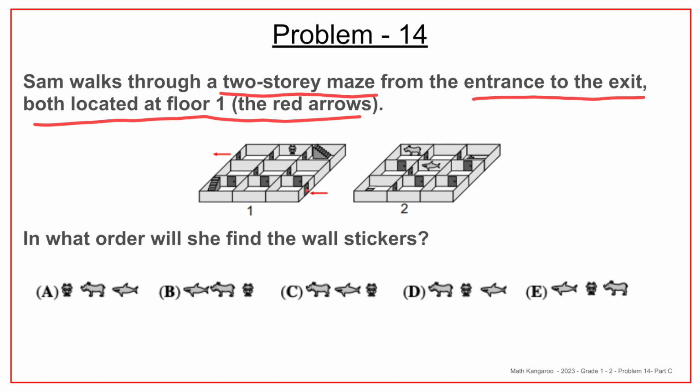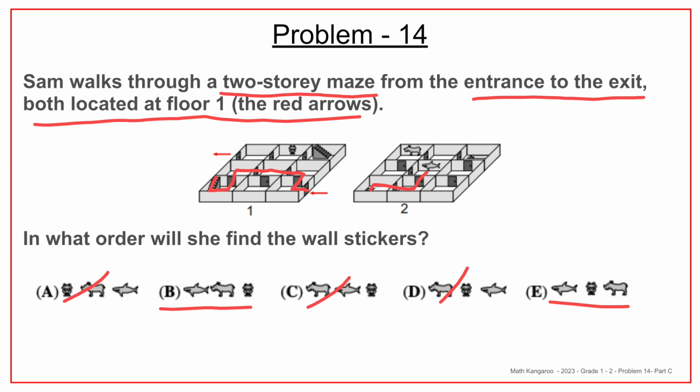Let's move. So Sam moves from here, sees a door, goes in here, goes in here, door, door. He comes in here and then he walks on the stairs and he comes out here. He goes in here, goes through this door, and the first wall sticker he sees is a fish. So let's see which ones are the fish ones. This one and this one. The rest we remove. So now we have to see which option is our answer.